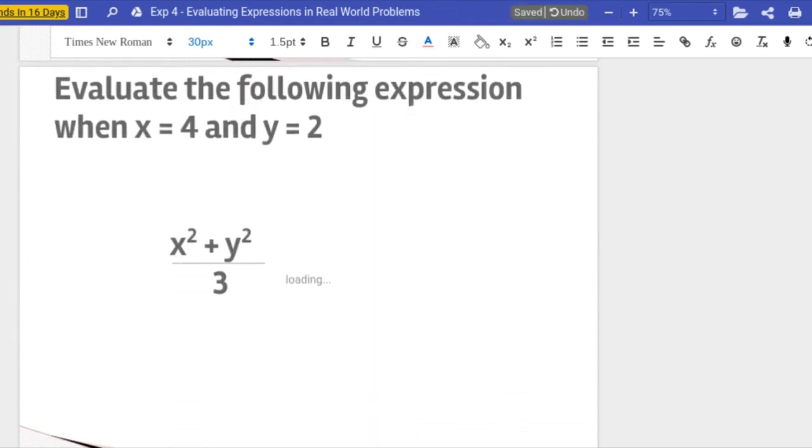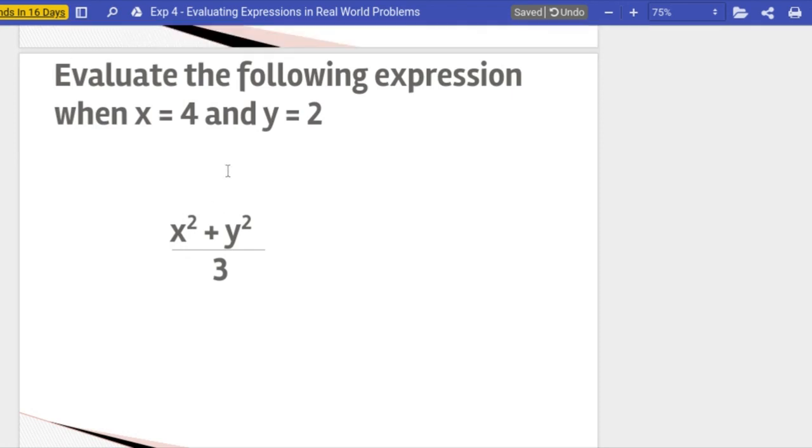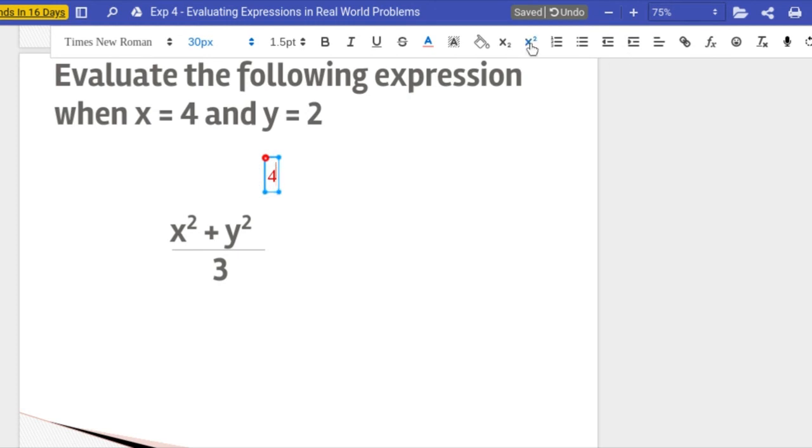All right, last problem. Remember that when we're dealing with it written as a fraction, we go ahead and do our order of operations on the top and then the bottom. So I'm going to do x squared first. So I'm going to do 4 squared and then plus 2 squared. And then I'm going to divide that by 3. So 4 squared is 16 plus 2 squared is 4. So 16 plus 4 is 20. And then I'm going to divide that by 3.